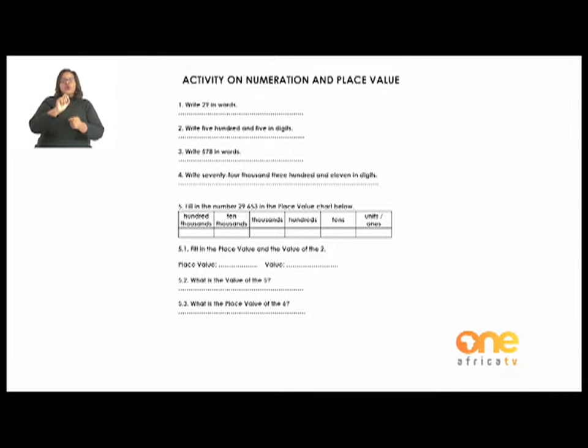Number 4 is quite a big number. Write 74,311 in digits. Here we should not forget the space between the 4th and the 3rd digit. Number 5, fill in the number 29,653 in the place value chart below. So there's a place value chart, units, tens, hundreds, thousands, 10,000s, and 100,000s. Here, 5.1. Fill in the place value and the value of the 2. Then we want both the place value and the value. What is the value of the 5? And 5.3. What is the place value of the 6?